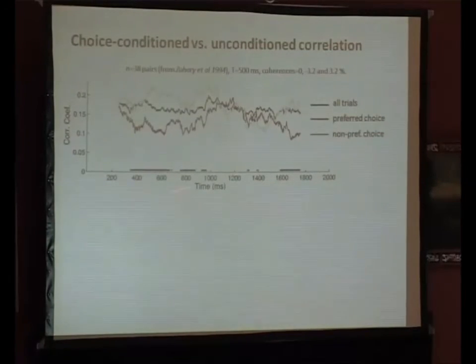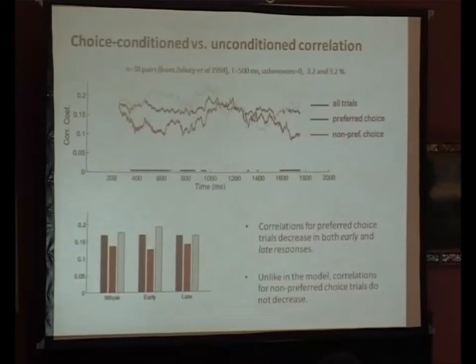And yeah, if we do this in the experimental data from Zuhari, for 38, so the average of 38 pairs, then it's not actually what we see. What we see is a decrease for preferred choices, but we don't see the decrease for the non-preferred choices. So I'll go a bit quickly over that. We can talk later about what we think could be the reason for that. So we see a decrease for preferred choices, but not for the non-preferred choices.